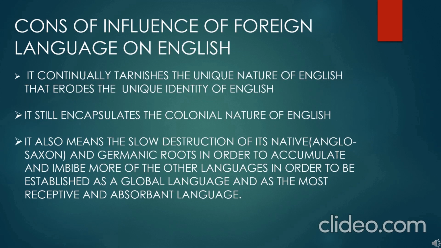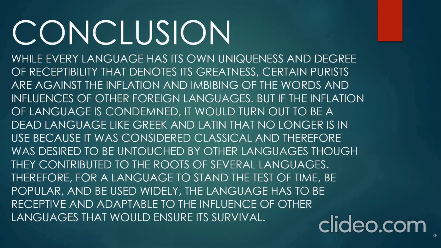Cons of the influence of foreign languages on English. It continually tarnishes the unique nature of English that erodes the unique identity of the language. It still encapsulates the colonial nature of English. It also means slow destruction of its native Anglo-Saxon and Germanic roots, in order to accumulate and imbibe more of the other languages in order to be established as a global language and as the most receptive and absorbent language.